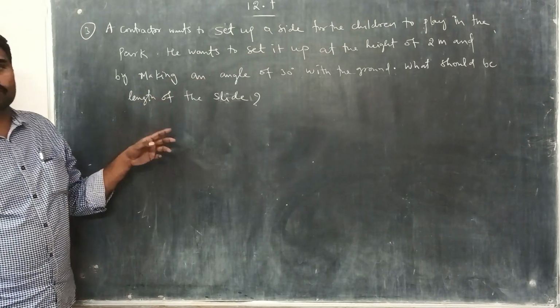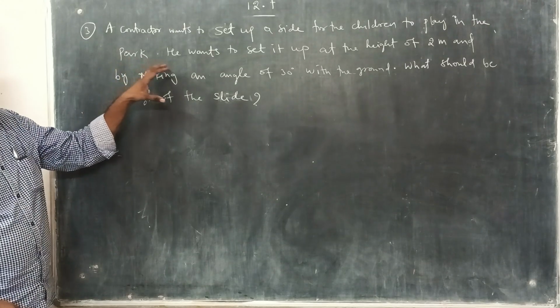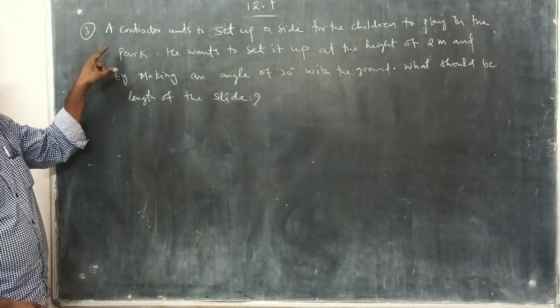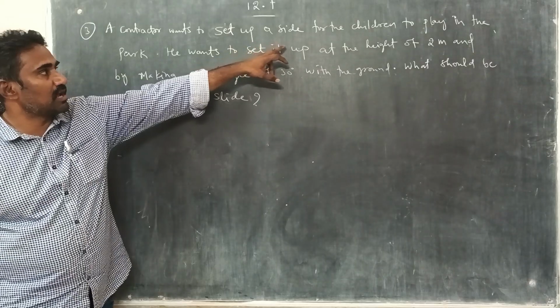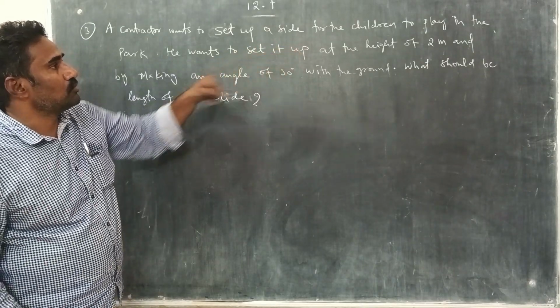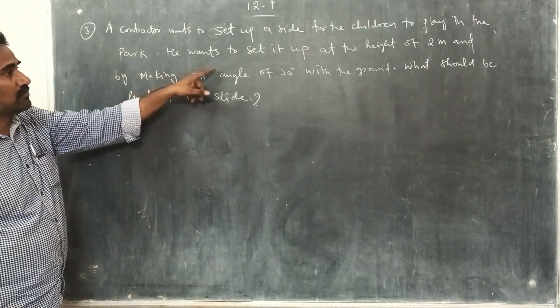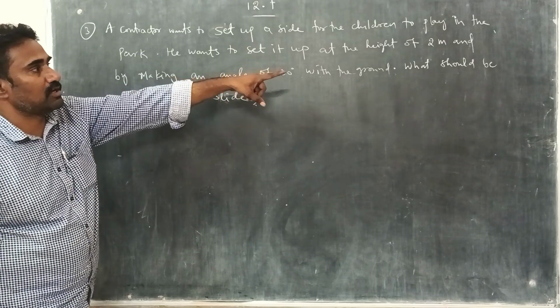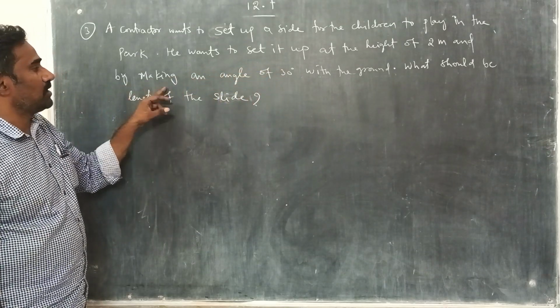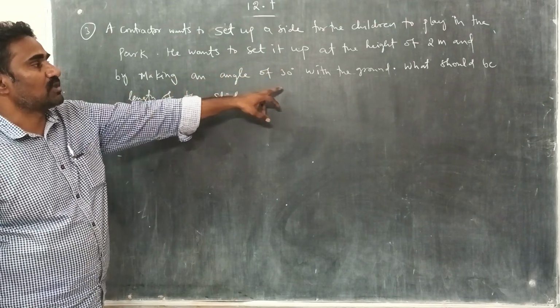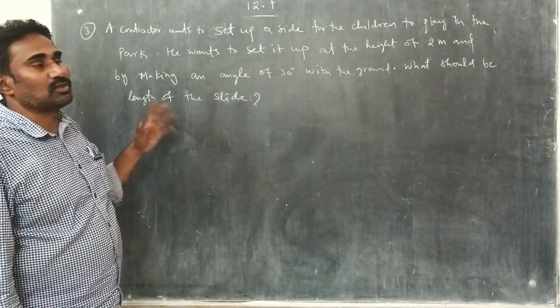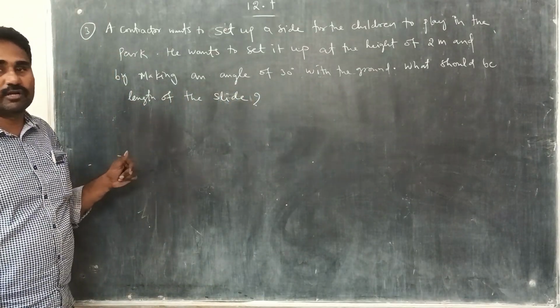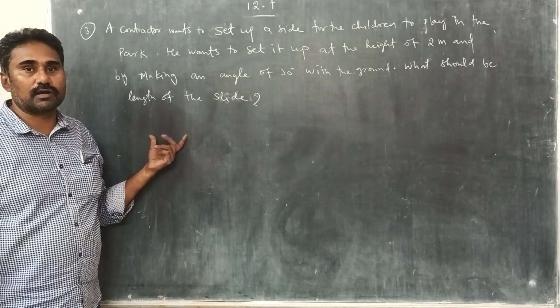Now I am going to explain the 12.1 exercise third problem. The question is: a contractor wants to set up a slide for the children to play in the park. He wants to set it up at a height of 2 meters, making an angle of 30 degrees with the ground. What should be the length of the slide? Did you understand the question? A contractor.